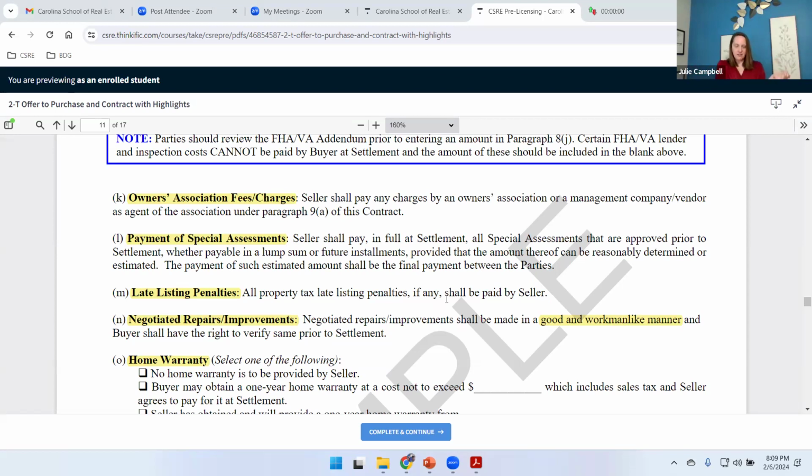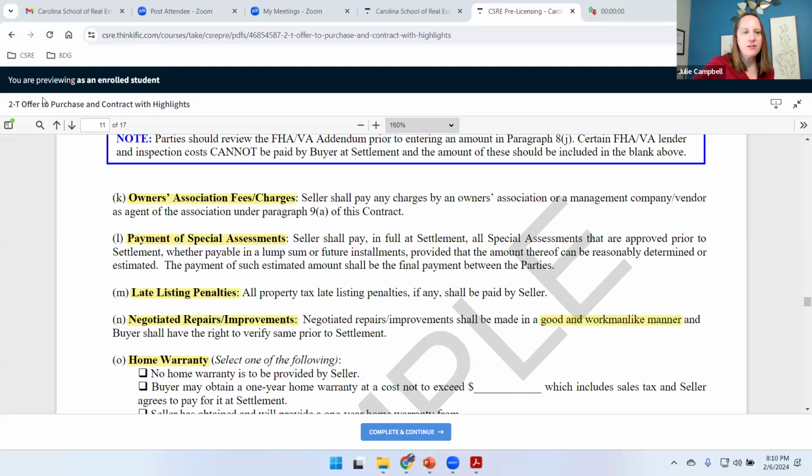So again, special assessments. We defined what a special assessment is on page 3. Then we said the buyer's obligated to pay special assessments that are confirmed after settlement. The seller's obligated to pay special assessments that are confirmed prior to settlement. It depends on whether or not it's been approved or not. Late listing penalties: if the seller didn't pay 2023 taxes, that's all going to be on the seller.